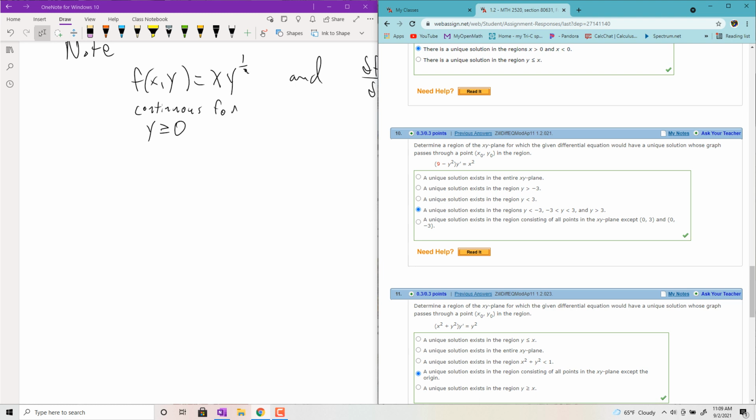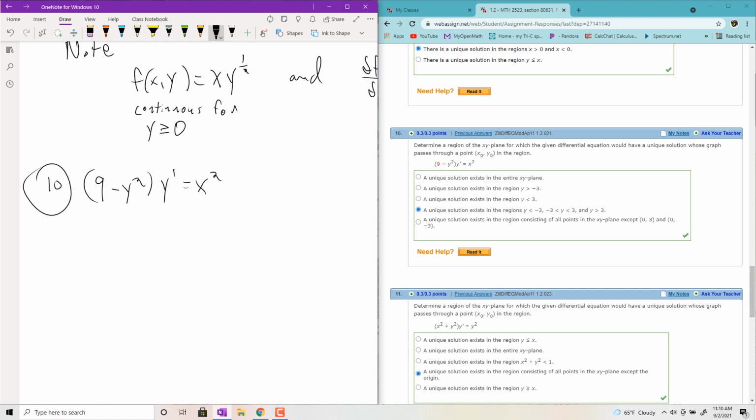Okay, so let's look at number 10. Determine the region of the xy plane for which the differential equation would have a unique solution whose graph passes through a point x0, y0 in the plane. So we have 9 minus y squared, y prime equals x squared.